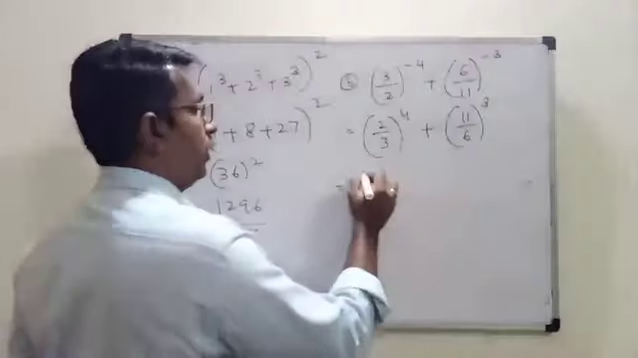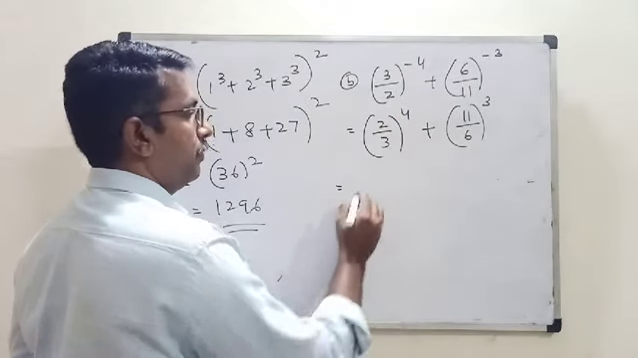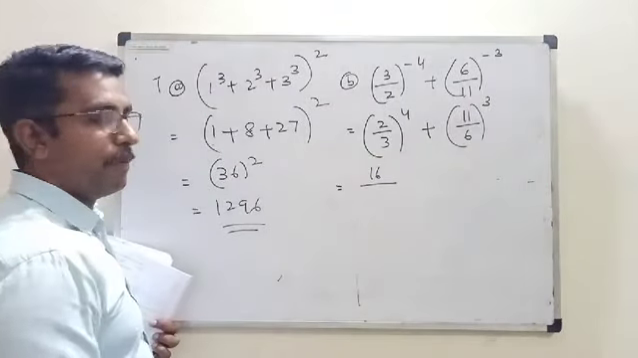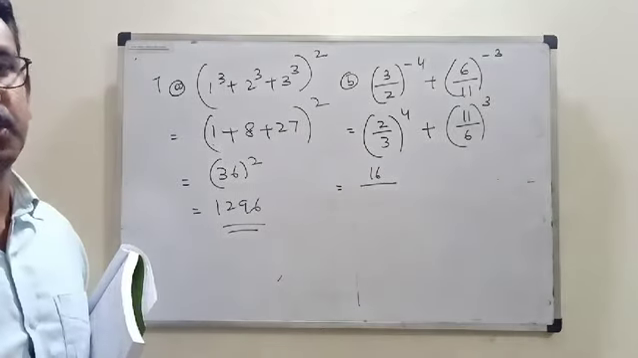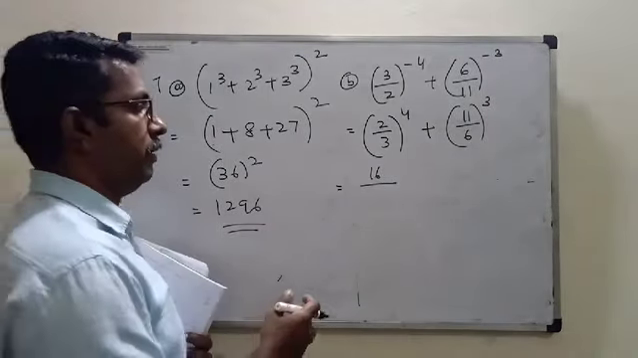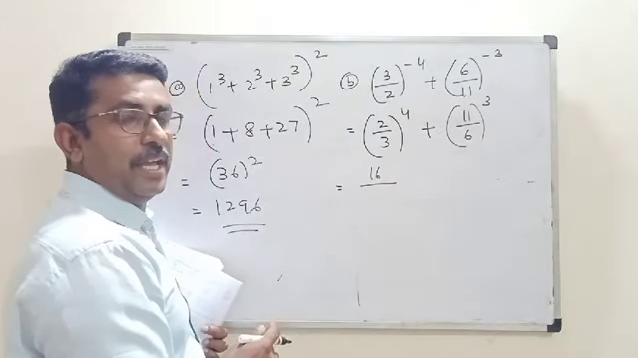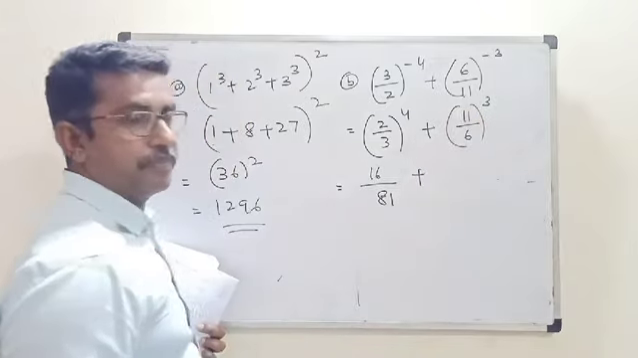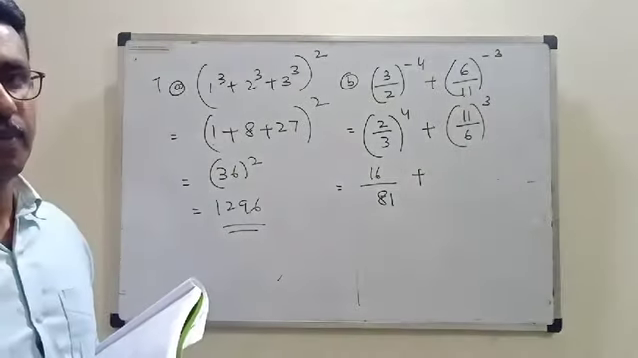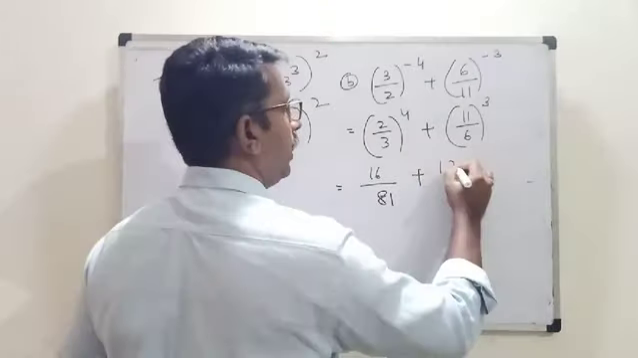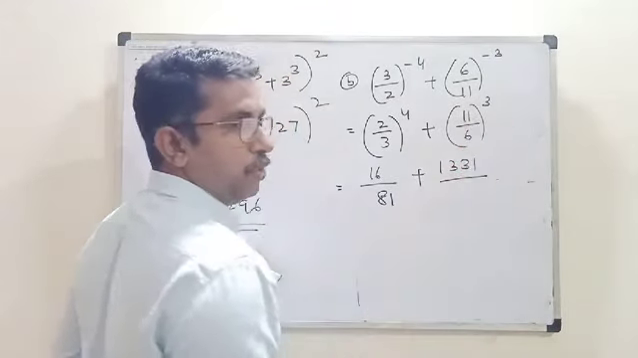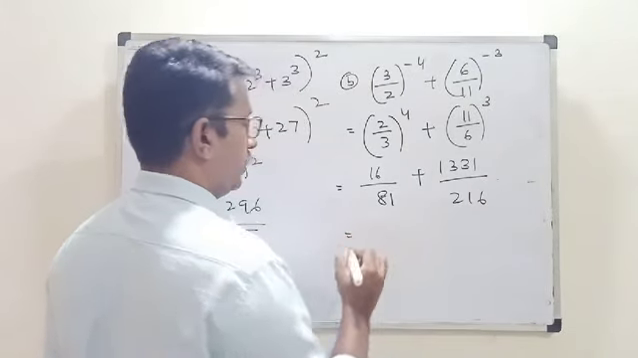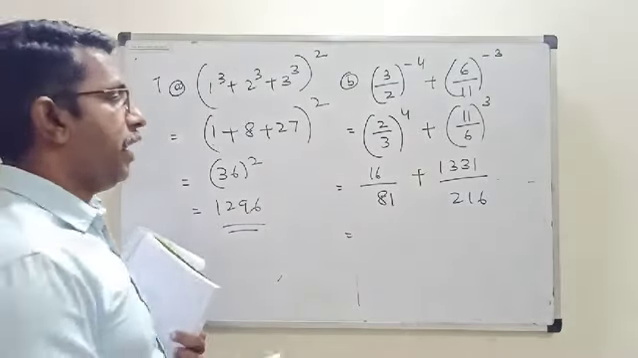Okay. So 2 to the power 4, 16. Because 2 by 3 to the power 4 is 2 by 3 into 2 by 3 into 2 by 3 into 2 by 3, 4 times. So you should do mental calculation. 3 to the power 4: 3 into 3, 9. 9 into 9, 81. 11 cube: 11 into 11, 121. 121 into 11, 1331 upon 6 cube. 6 into 6 into 6, 216.